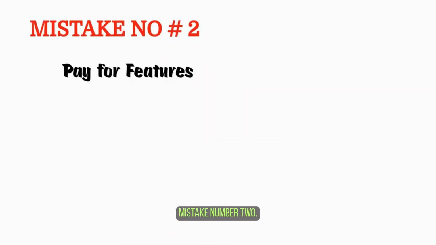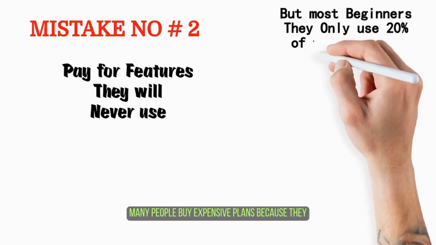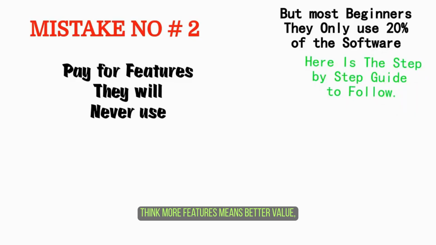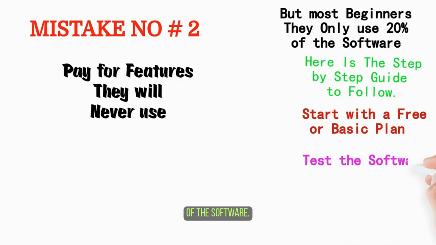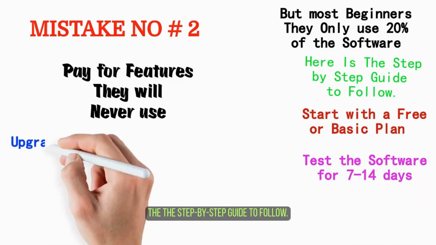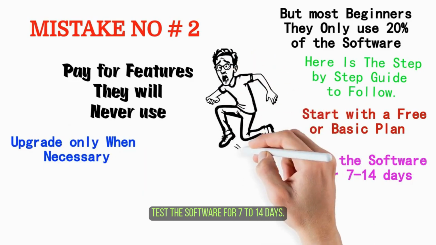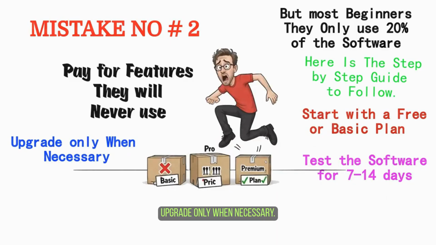Mistake number 2. Paying for advanced features you'll never use. Many people buy expensive plans because they think more features means better value, but most beginners use only 20% of the software. Here is the step-by-step guide to follow. Start with a free or basic plan. Test the software for 7 to 14 days. Upgrade only when necessary.